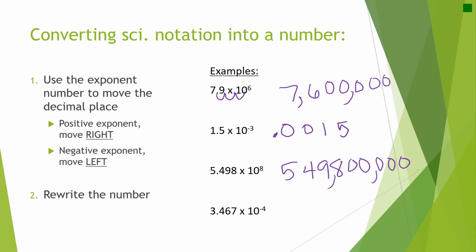1, 2, 3, 1, 2, 3. And then it will not need this little dot. And then we've got the last one of 3.467. I have to move it to the left. 1, 2, 3, 4. Make that a decimal. Get rid of your loops. And there you have your answer.